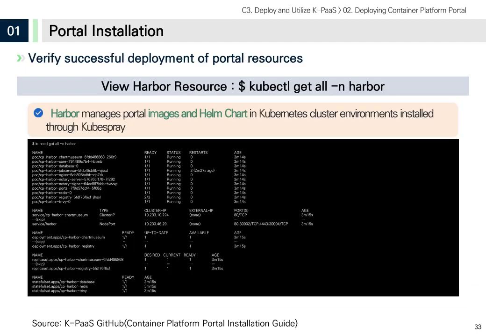Let's take a look at the resource search screens for each open source. First, the Harbor resource lookup screen. Harbor functions to manage portal images and Helm charts in a Kubernetes cluster environment installed through KubeSpray. If you type kubectl get all -n harbor, you will see the same screen as in the textbook. At this point, make sure that the deployment status is all running.